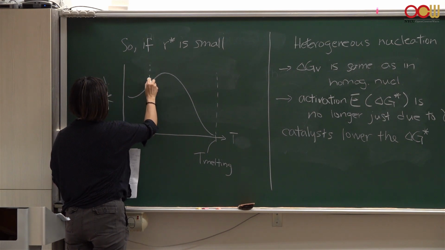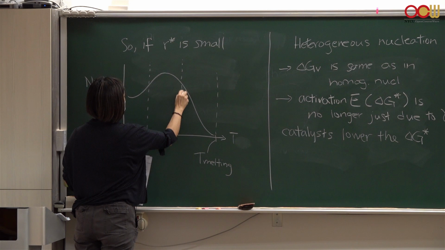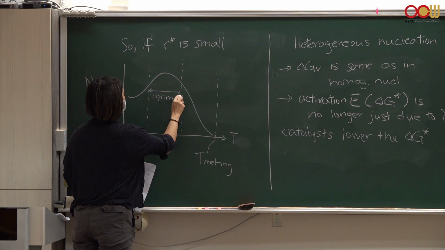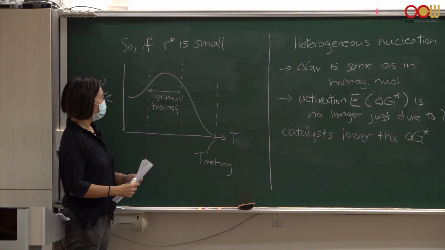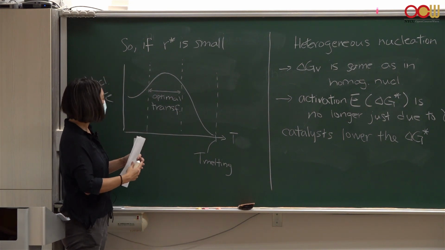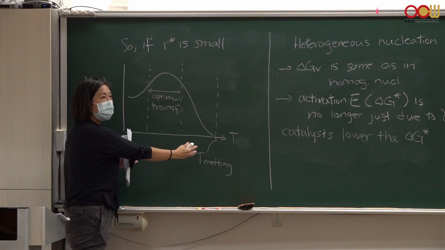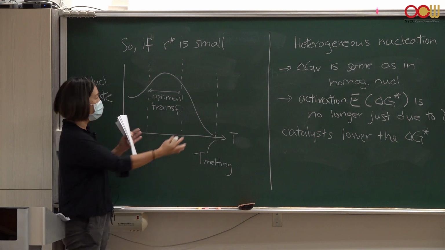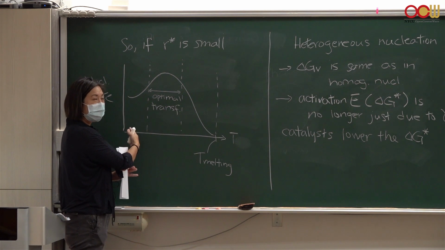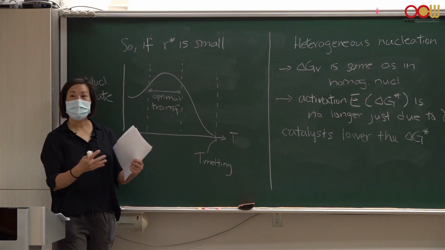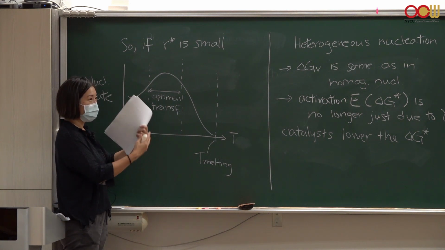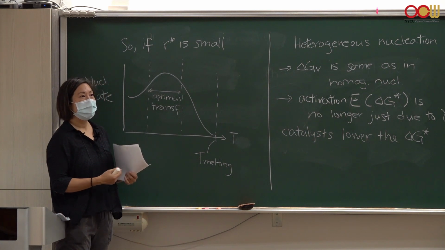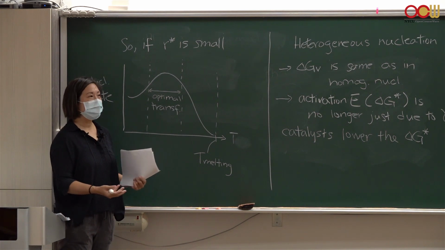So at some range, you say that this is optimal transformation. This is just an estimate. If the temperature is too close to melting, too much energy around, it's difficult for the nucleus to form. If the temperature is too low, not enough energy to overcome the activation energy, so you also don't form a nucleus. But somewhere in between those two, you will get the most amount of phase transformation.